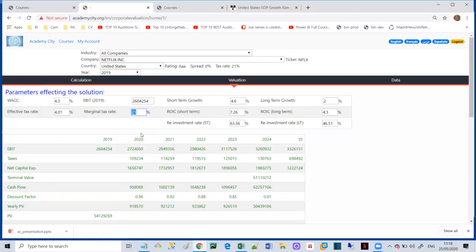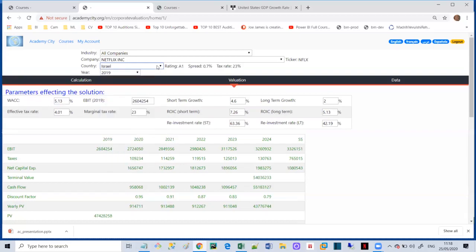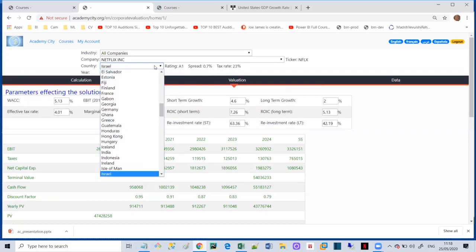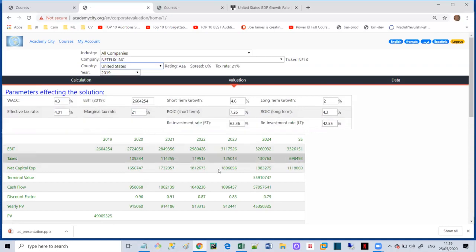In the US, it's 21%. By the way, this number comes automatically when you choose the country. When you choose the country, the tax rate for that country is automatically pulled. If you use another country, let's say Israel, it will pull 23%, okay? This is really nice because you have all this database. You don't have to look it up yourself. That's a lot of work. That's a hard course by itself already. And as you change that, the whole thing changes accordingly.